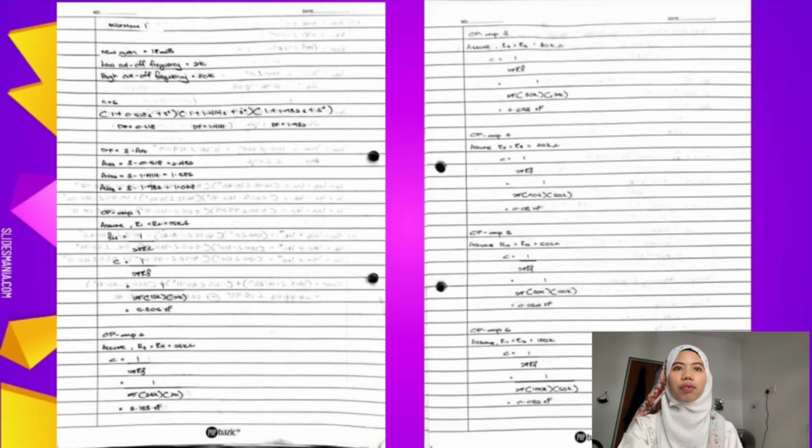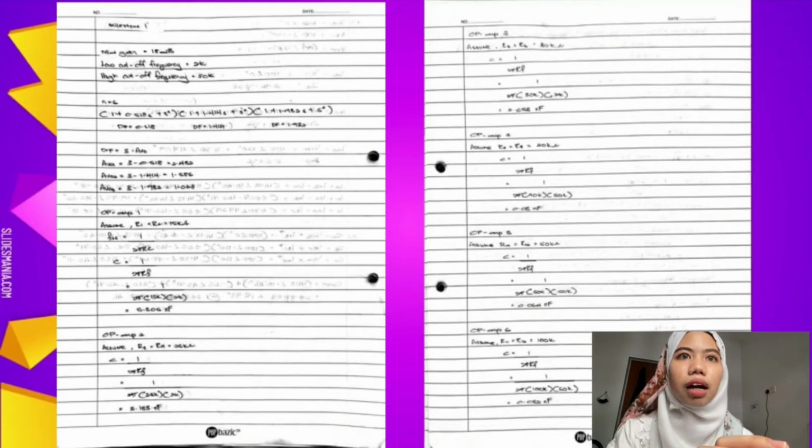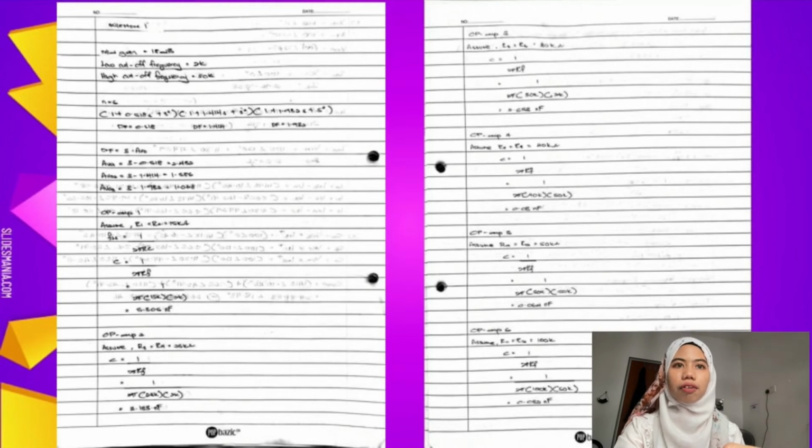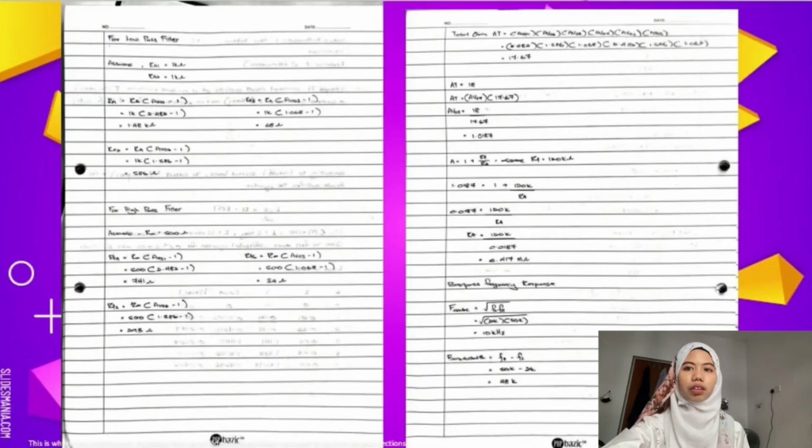For OPM4 we assume R4 equal to R5, 40 kilo ohm, and we get the answer 0.08 nanofarad. For OPM5 we assume 50 kilo ohm and we get the answer 0.064 nanofarad. And last, for OPM6 we assume 100 kilo ohm and we get the capacitance 0.032 nanofarad. Okay, this is for the low pass filter.